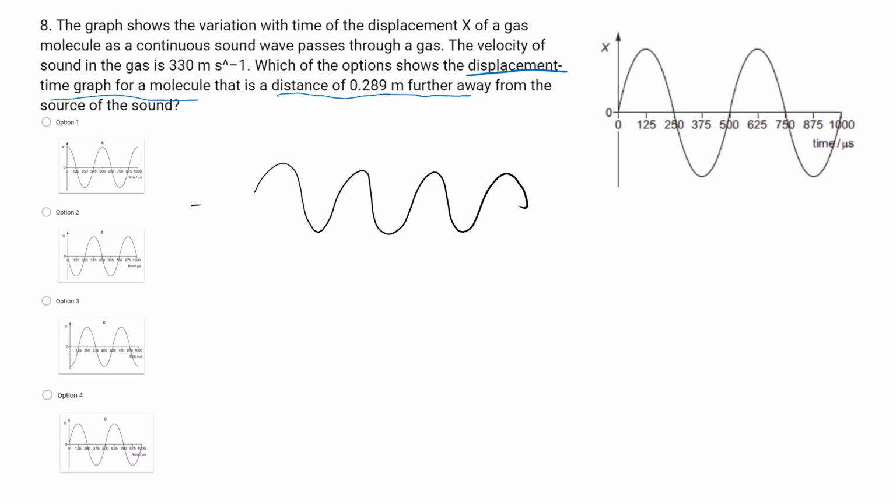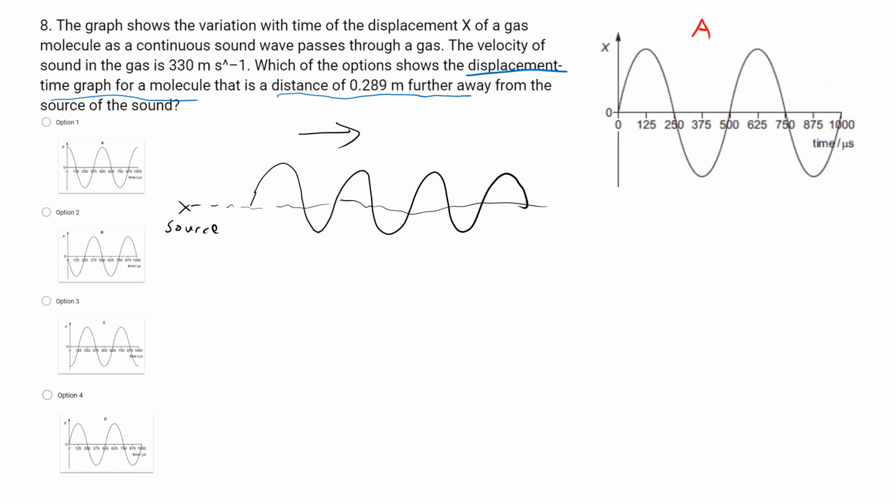Let's assume that the source was at the left of this wave, and the wave was traveling to the right. Along this displacement distance graph, let's identify a possible position for the original molecule. Let's call the original molecule A.